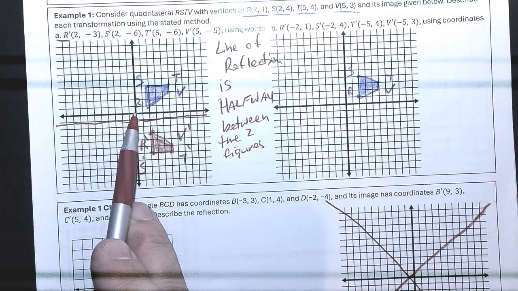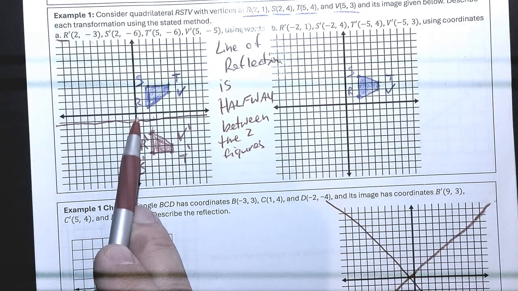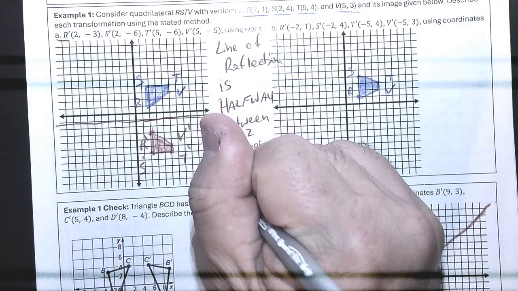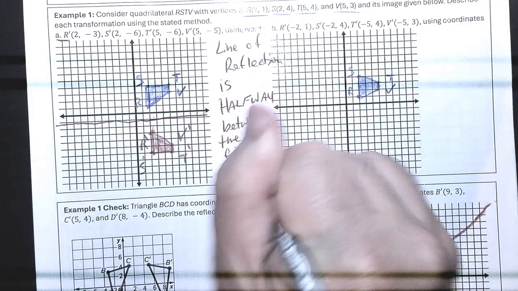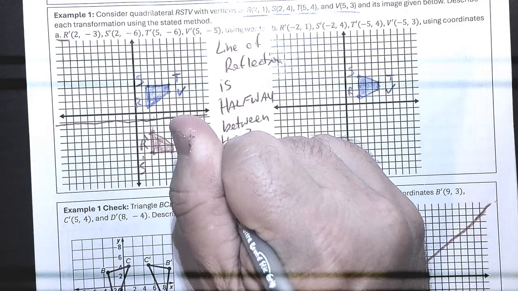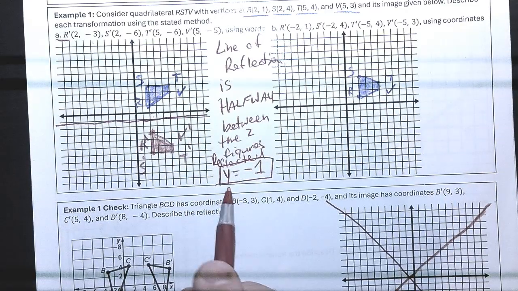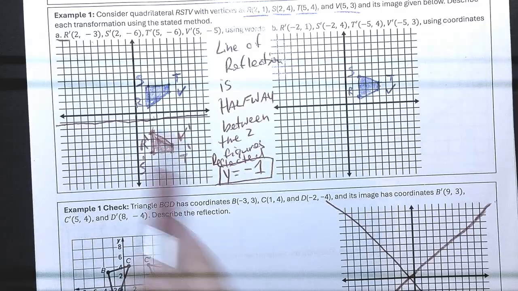Now notice it's down 1, so that's, let's see, vertical lines, y-axis, so this is going to be y equals negative 1. It's reflected in line y equals negative 1. So this line right here.